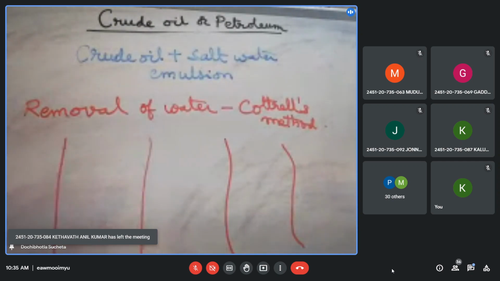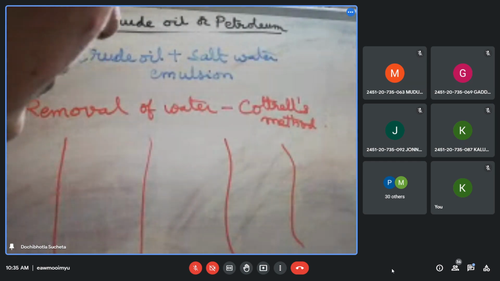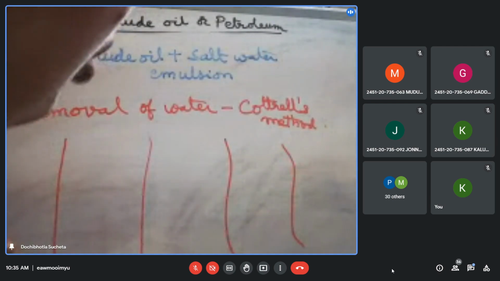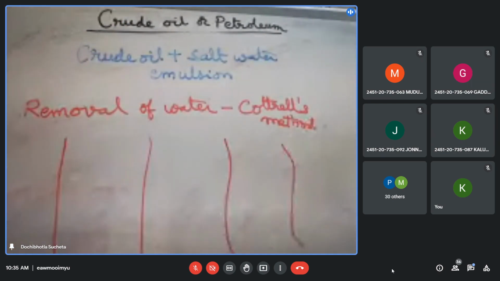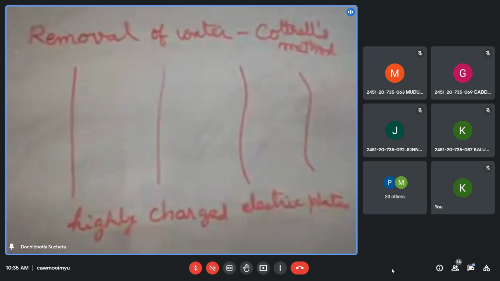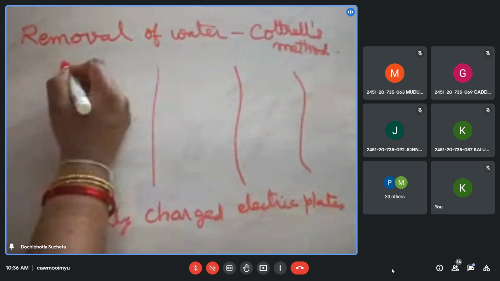Okay, the emulsion is passed through highly charged electric plates. What will happen? Pure water is actually a non-conducting material, hope you all know. What is the conducting material? It is water plus salt.